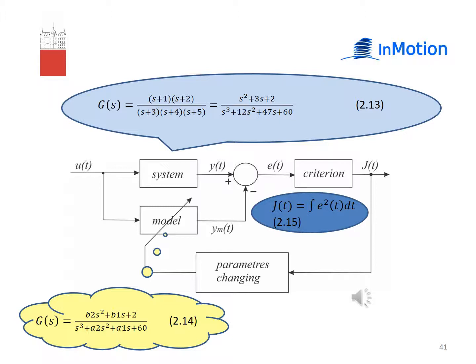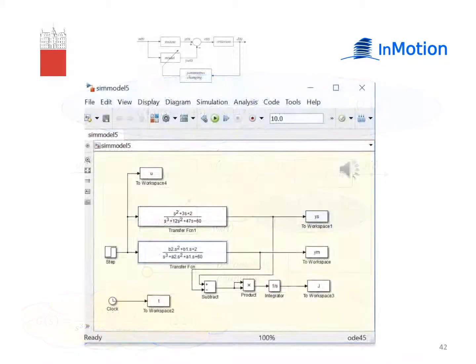The similarity will be measured with the integral criterion as is defined with the equation 2.15. Solving this problem demands a definition of three files. The first one is a simulation model. We have built simulation model SimModel5.slx, which is equivalent to the previously presented block diagram.